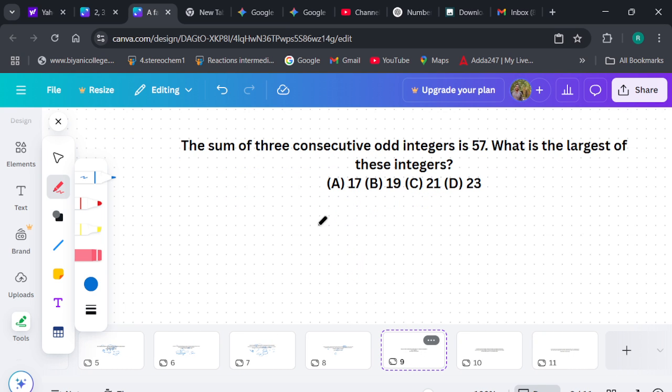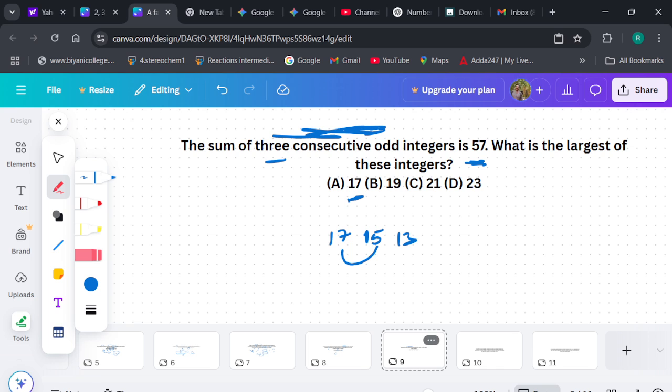So let me do one more question. Sum of three consecutive odd integers is 57. What is the largest of these? Now, if the largest is 17, that means if I'm talking about three consecutive odd integers, the next one should be 15, the next one should be 13. Overall, the sum should be 57.